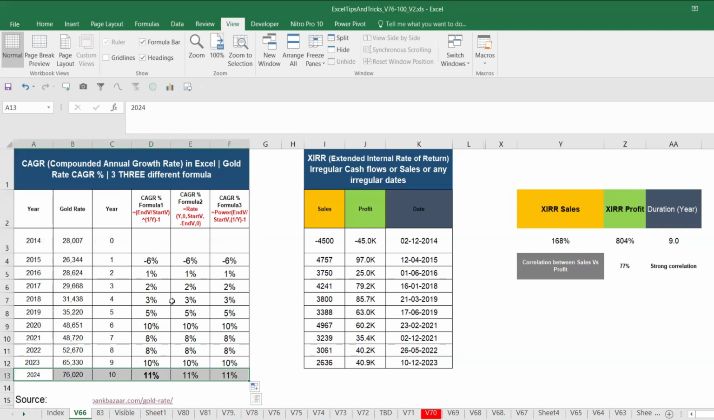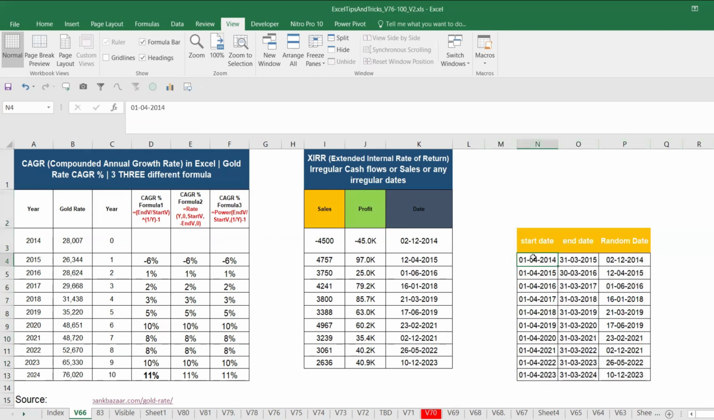This is something you can absolutely use when you have a constant period. However, when you have irregular dates, for example, let's say I have just used the random function. Let me unhide and show you. I have just introduced one random function in between here.